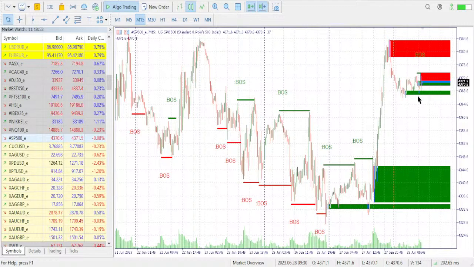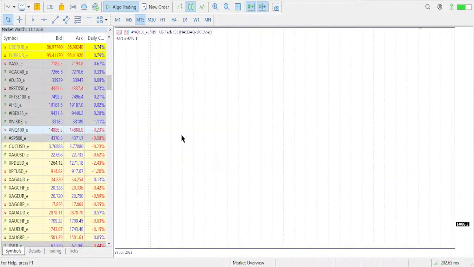So I'd like us now to look at the next chart. We'll be looking at Nasdaq, and as usual we start off with the daily time frame.